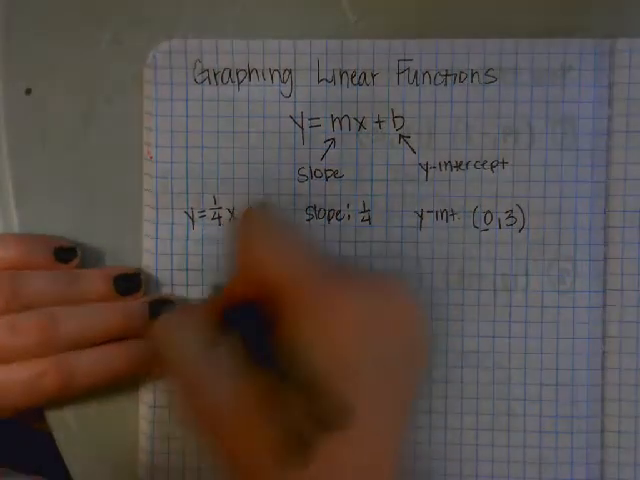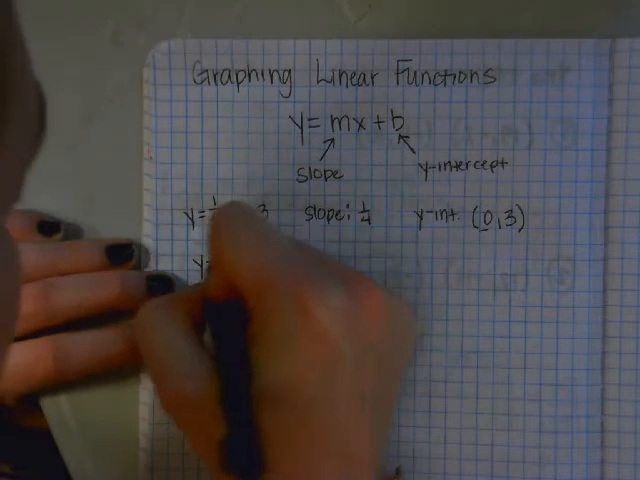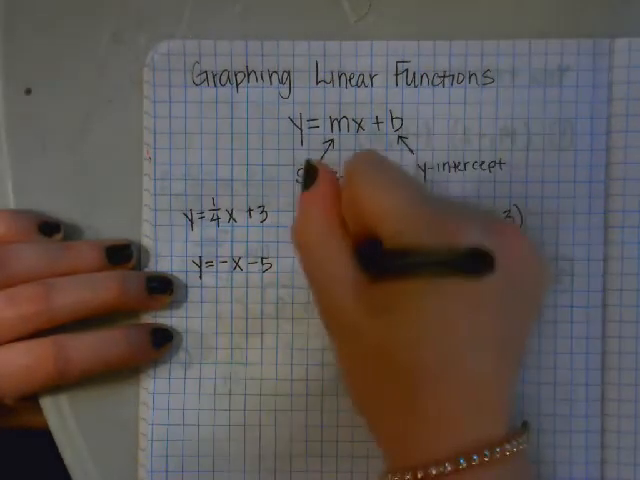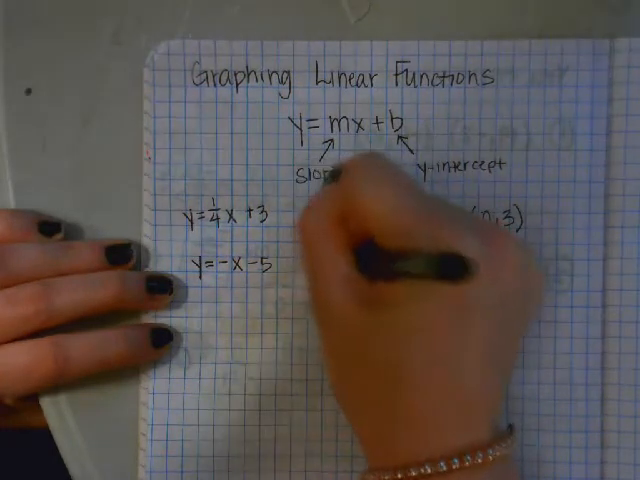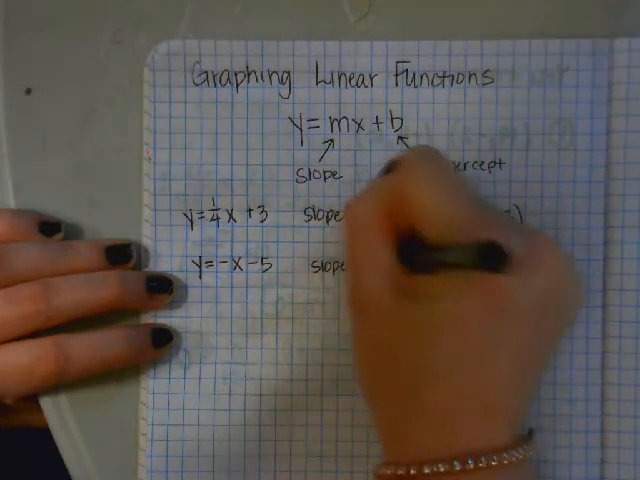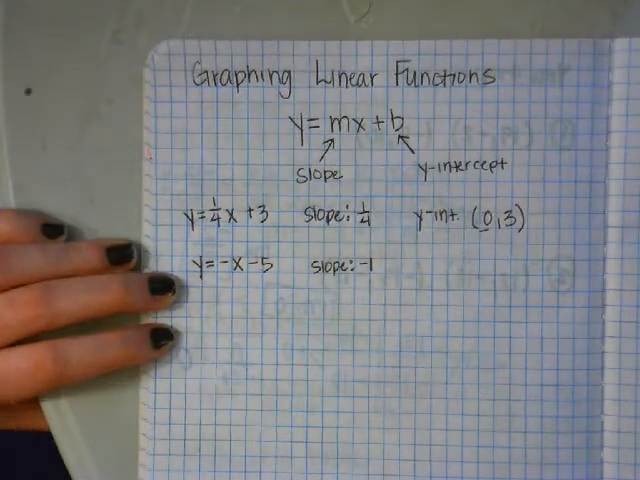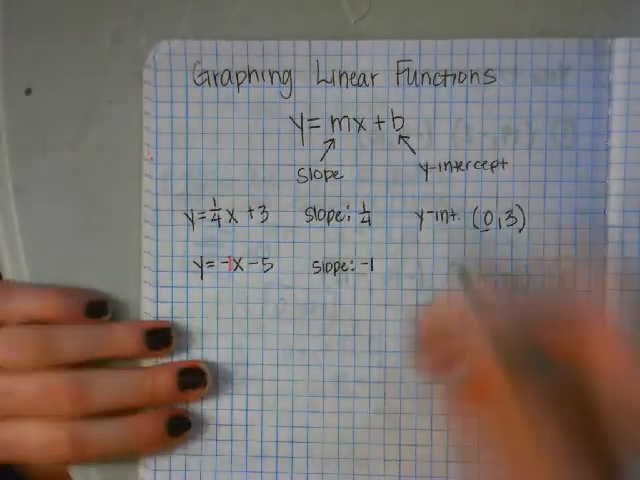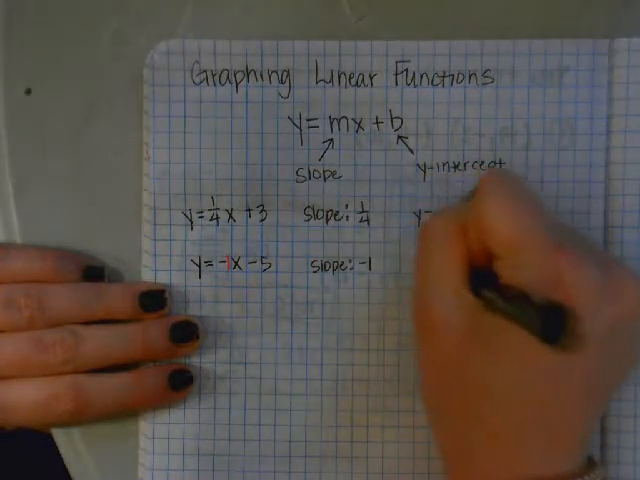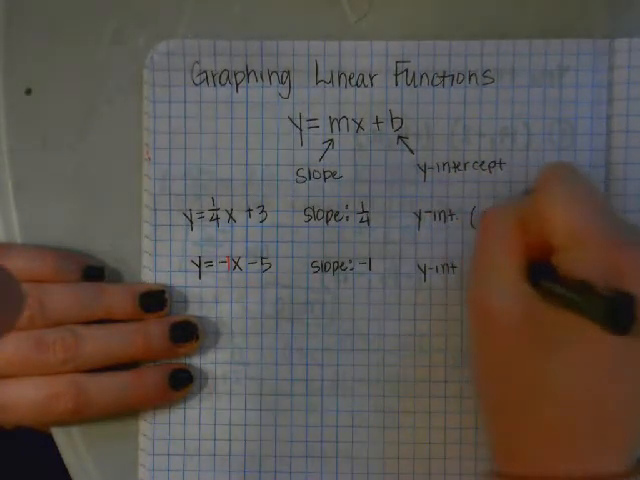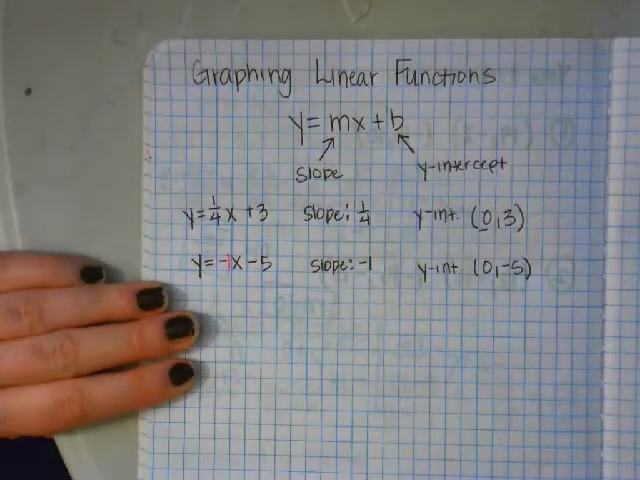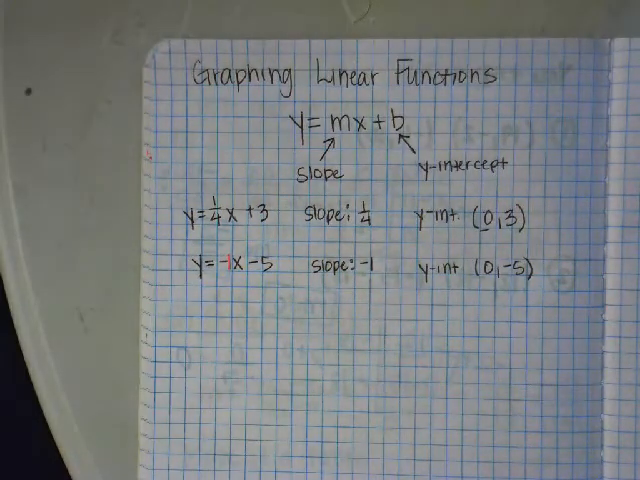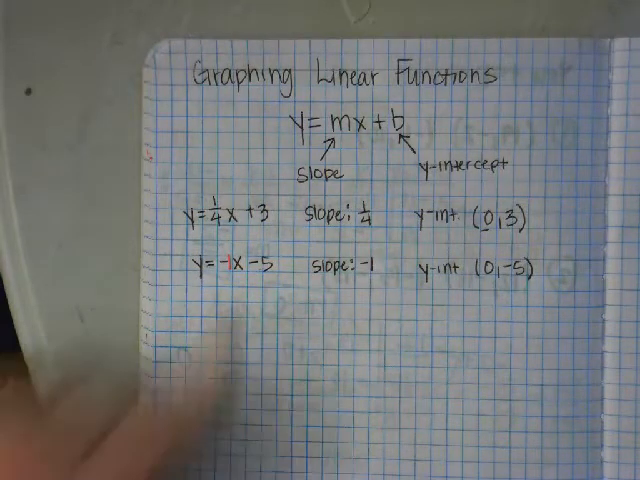So if we have y equals negative x minus 5, that means that our slope is negative 1, right? Because there's like an imaginary 1 here. And our y-intercept would be 0, negative 5. All right, this is coming straight from this equation.